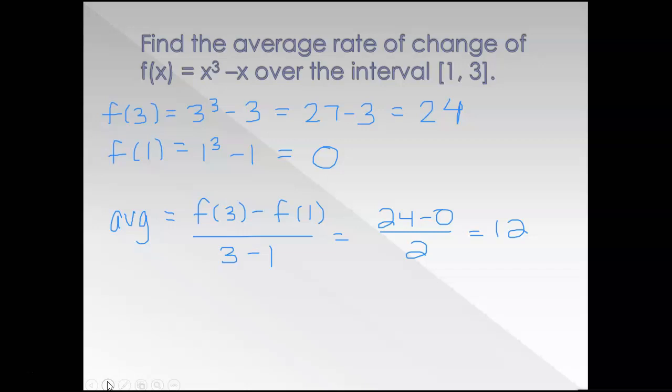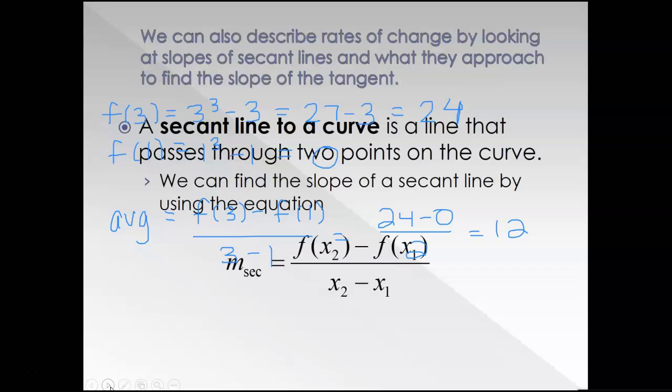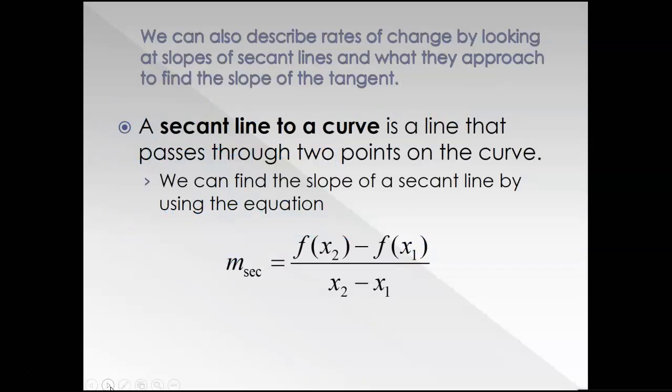So again, the idea is that we are looking for averages. Then, as we get further and further into a concept, we want to know, okay, what is happening through various points on the curve? Well, what's happening is what we call a secant line. We describe average rates of change by looking at slopes of secant lines. And we look at what they approach to find the slope of a tangent line.